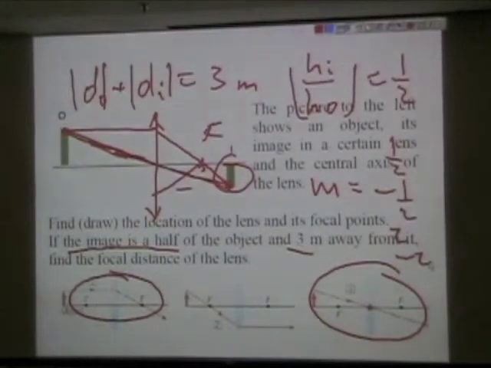The image is smaller and inverted. Smaller means the magnitude is supposed to be less than 1. Inverted means the actual value is negative. Okay? So what does it give us for magnification? Magnitude is smaller than 1 and negative. -1/2, exactly. So this is the magnification.